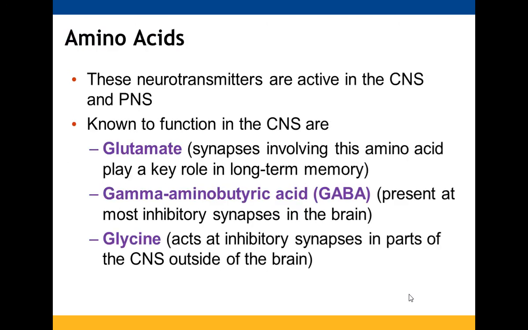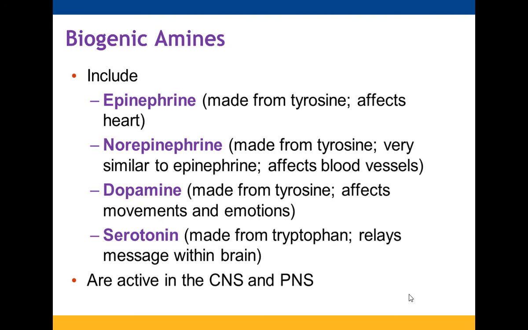Amino acids are active both in your CNS and PNS. The ones that work in the CNS are glutamate, which is going to play a role in your long-term memory; GABA, gamma aminobutyric acid, which is present at most of the inhibitory synapses in your brain; and glycine, which acts at inhibitory synapses in the CNS that exist outside of your brain.